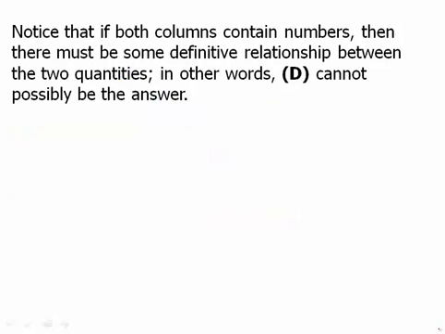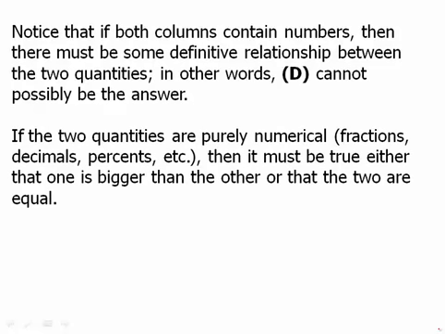Notice that if both columns contain numbers, then there must be some definitive relationship between the two quantities. In other words, D can't possibly be the answer. And in fact, that was true in all three examples that I've had here. Even just glancing at the problem, it should be immediately obvious D can't be the answer. Because if you have two quantities that are purely numerical, then it must be true that either one is bigger than the other or that the two are equal.